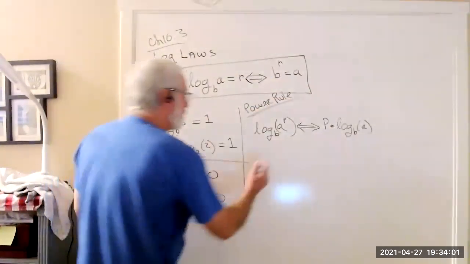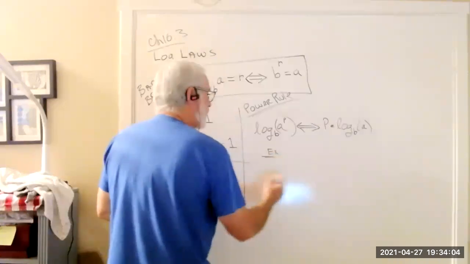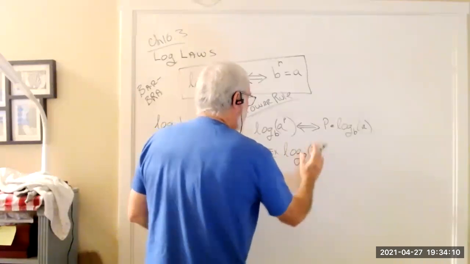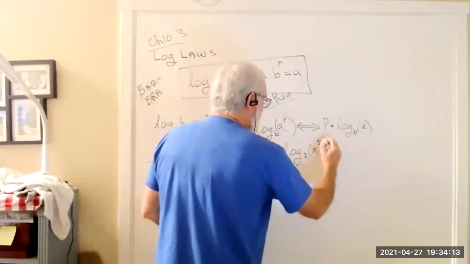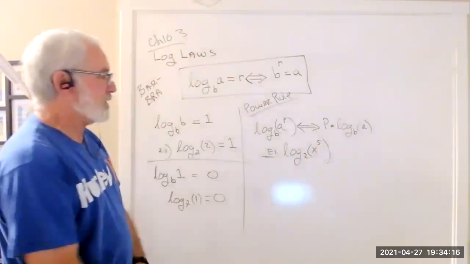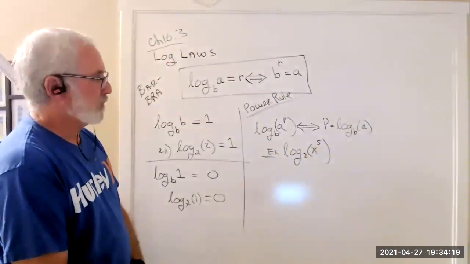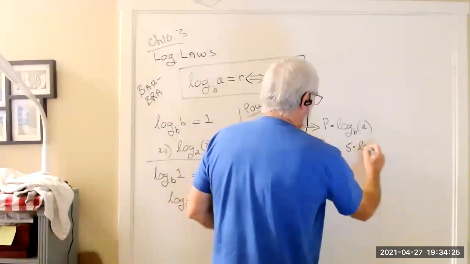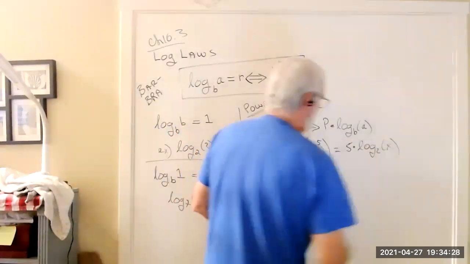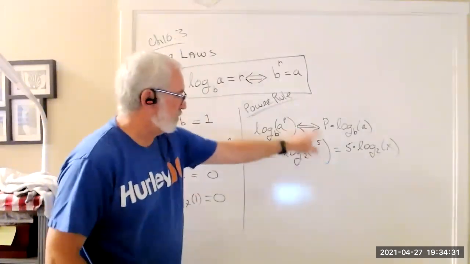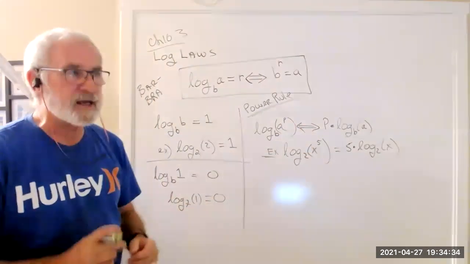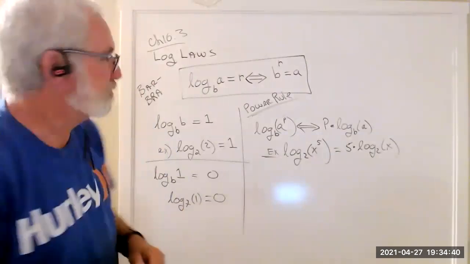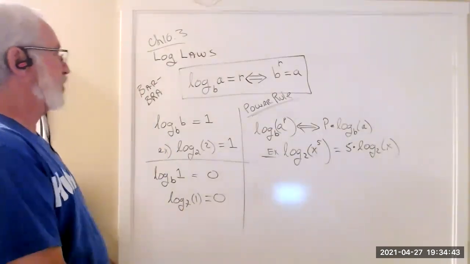So an example might be, what if you have the log base 2 of, let's say, x to the 5th power. Log base 2 of x to the 5th power. According to this power rule, it becomes 5 times log base 2 of x. You're allowed to move the power out front if it helps you. It may or may not help you, depending on the rest of the problem.